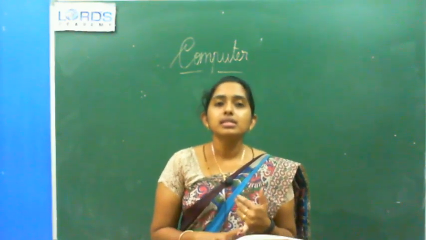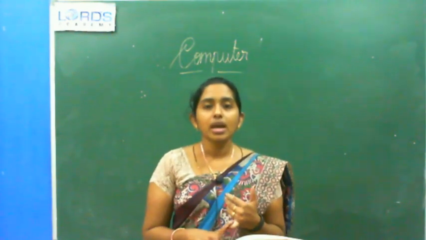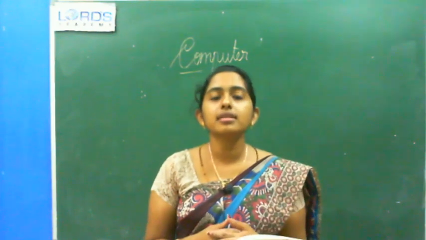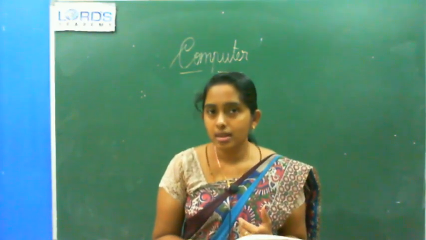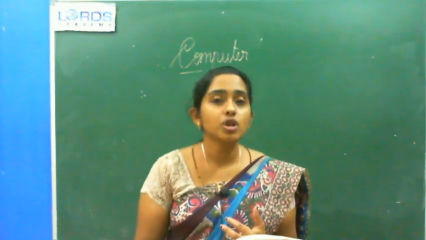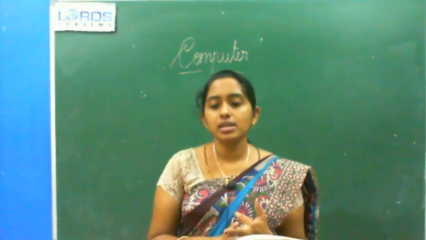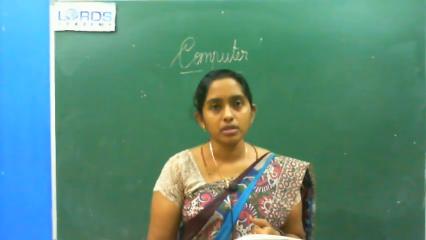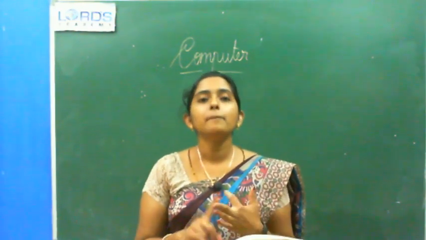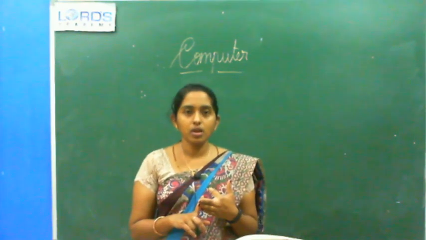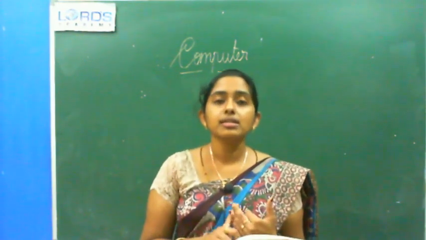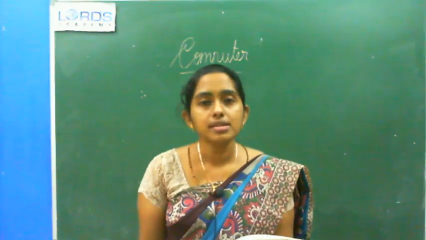So, this system software you can categorize into three categories. The first one is the operating system, the second one is the language processor, the third one is utility software. Okay. So, these are the main three system software. Got it? First we can discuss the operating system.